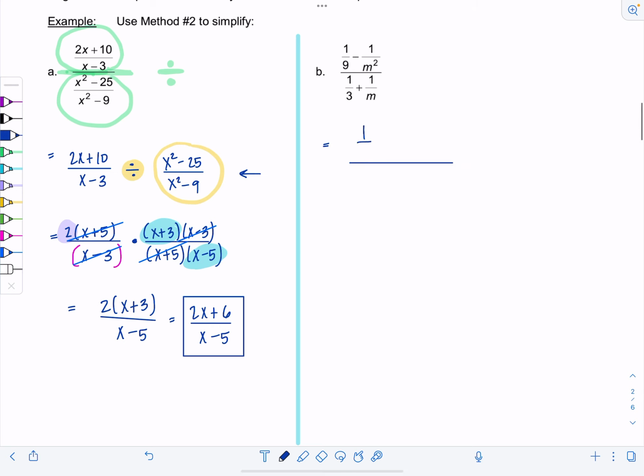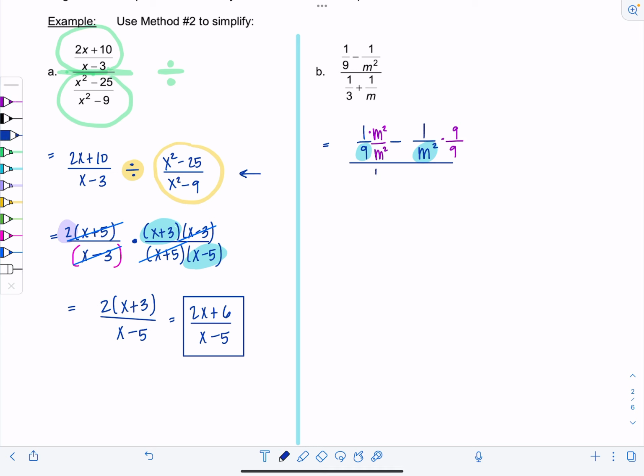So we've got 1/9 minus 1 over m squared. So what's the common denominator just for these two terms? Not the whole expression, just in the numerator. What's the common denominator? It's just 9m squared, right? Okay, so I would need to, in order to get a common denominator, multiply this first fraction by m squared over m squared, and the second one by 9 over 9. Lovely.